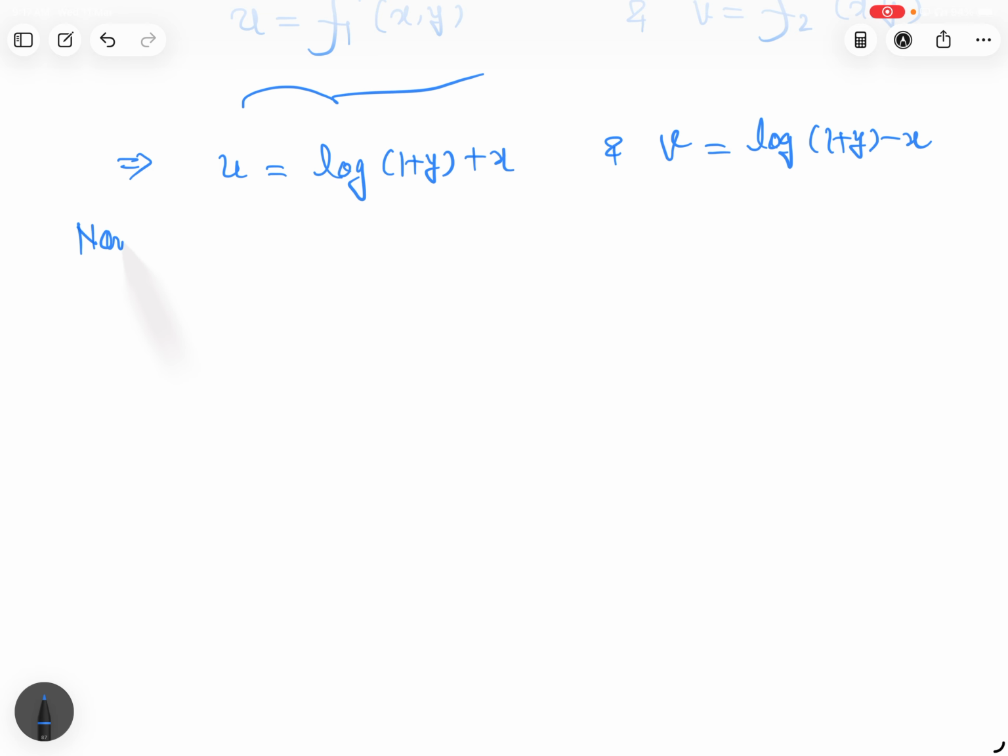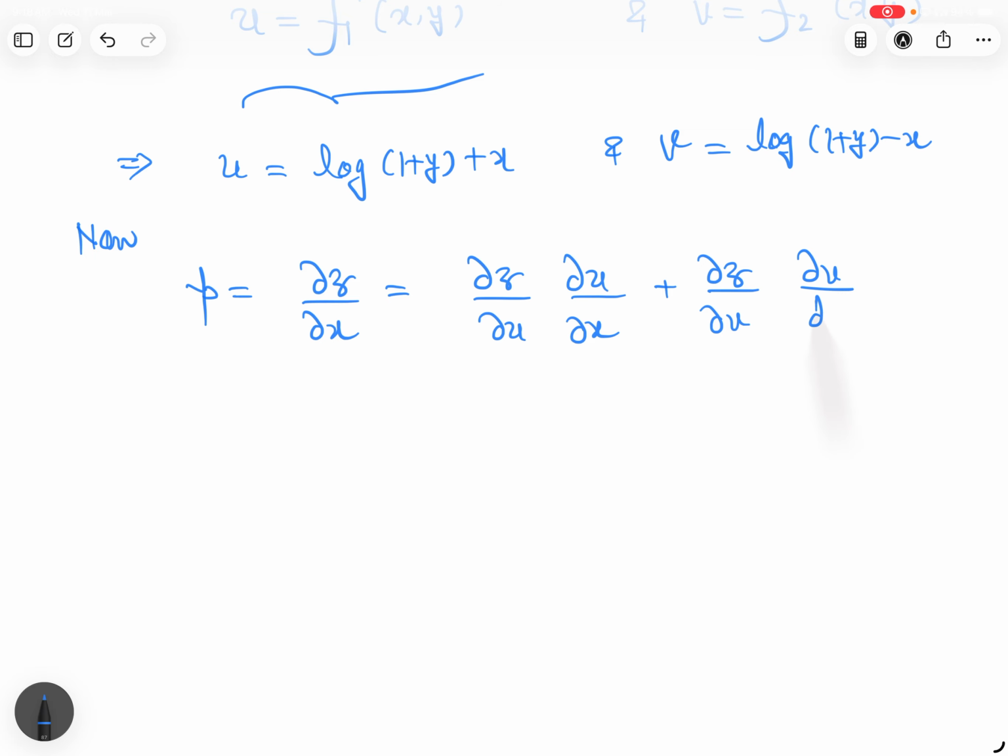Now what is p here? I am to find p, q, r, s, t in terms of u and v. So what is the formula for this? I told you that we are taking with respect to x: del z upon del u into del u upon del x plus del z upon del v into del v upon del x.